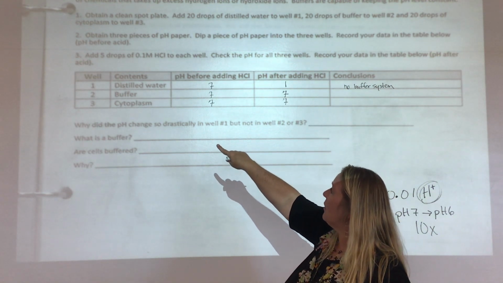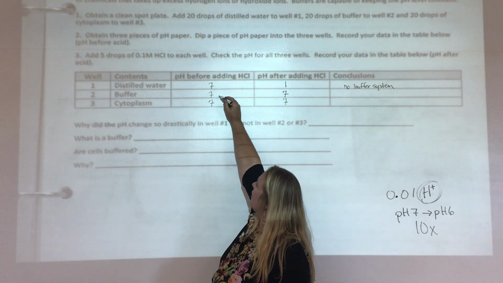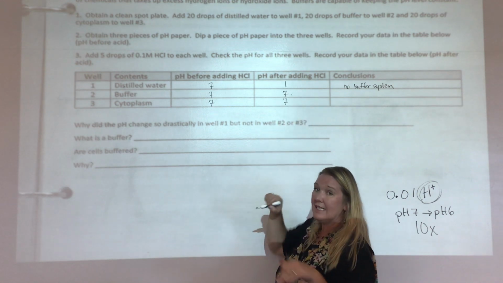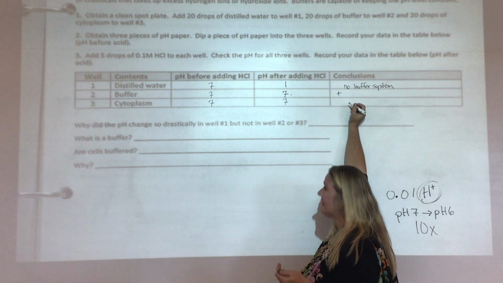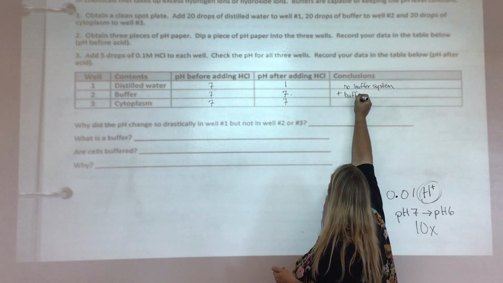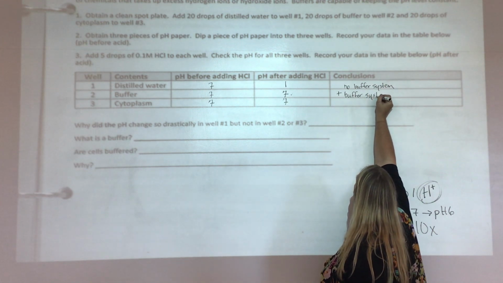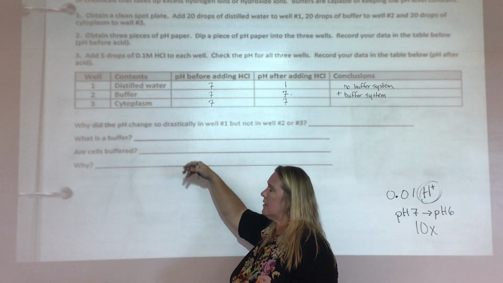The second one, the name of it is a buffer. It started at 7, we added hydrochloric acid, and it stayed at 7. It resisted a pH change. It is positive, it has a buffer system. It's in the name. Buffer system. We're going to define what that means in just a second.